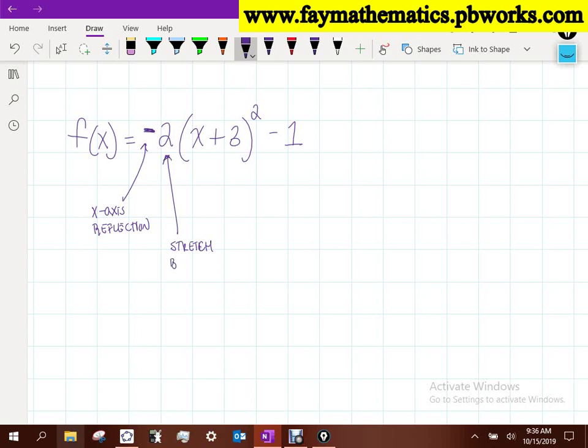Did we just ignore the negative sign? We just identified it. Stretch by 2, but is that vertical or horizontal? Vertical. Because remember, what's getting impacted? Am I doing anything to the x? No. So that 2 is being applied to the whole thing.